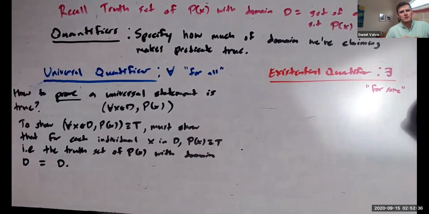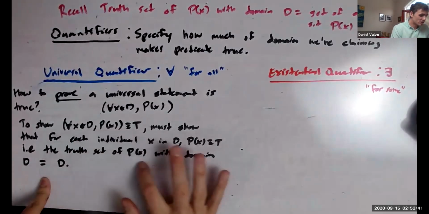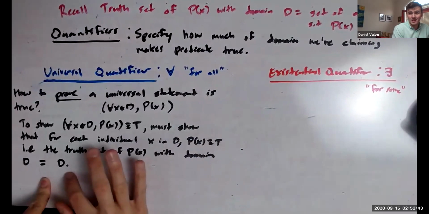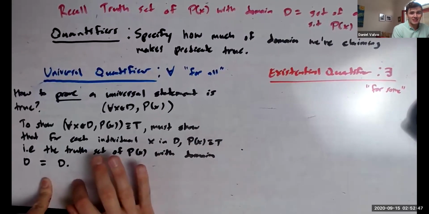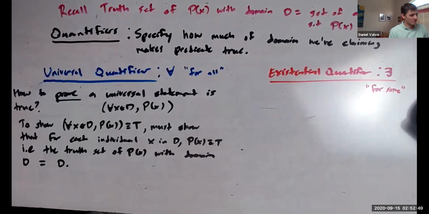We'll go over some set notation later, but the reason we can use equals is because this set is equal to D, meaning everything in the truth set is in D, and anything in D is in the truth set. But anyway, it's just saying it works for everything.